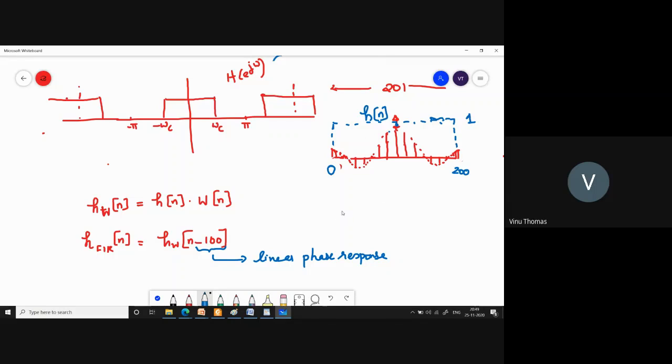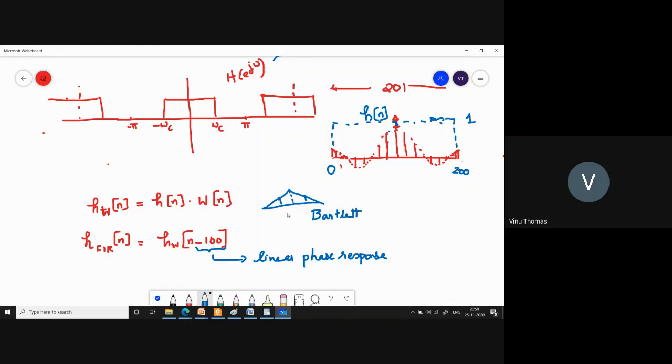I have different possibilities for the windows. Maybe I can look at a different shape of the window. Like for example, I can look at a window like this. So this will amplify the central sample by a large value, and it will amplify the samples on the left and right of the central samples by a smaller value, and will finally amplify the end samples by 0. So this is known as the triangular window. It's also known as the Bartlett window.